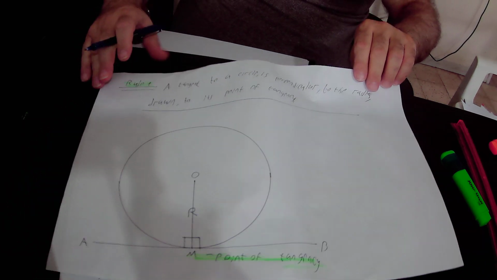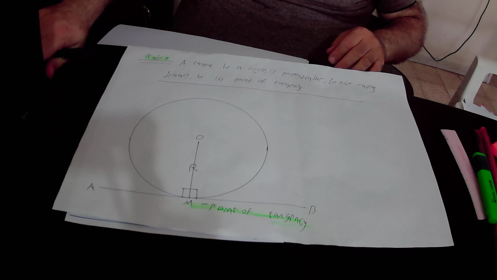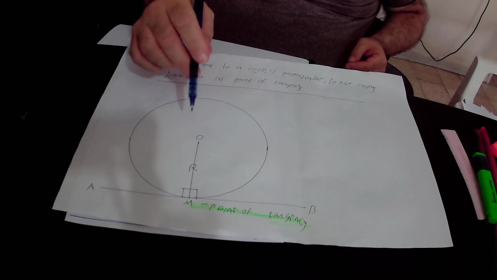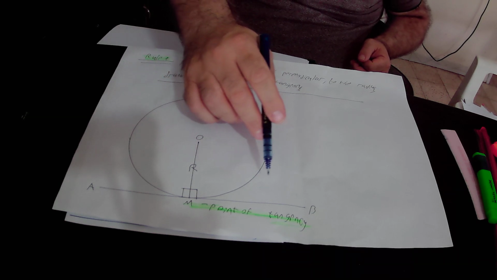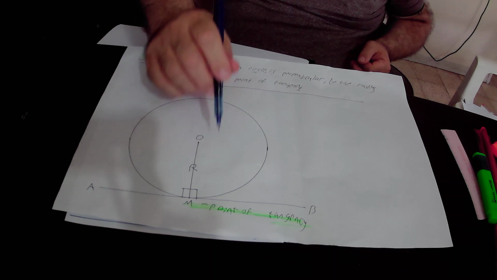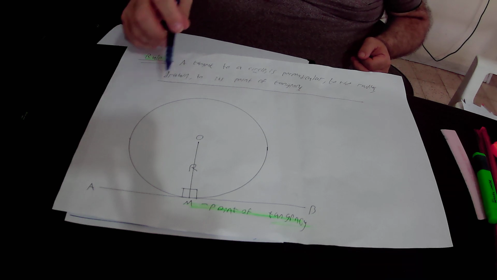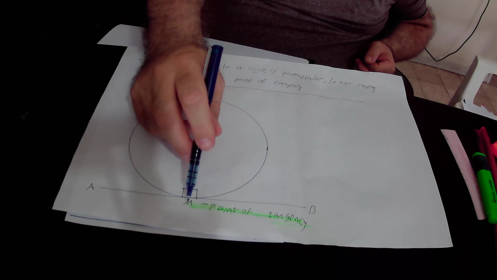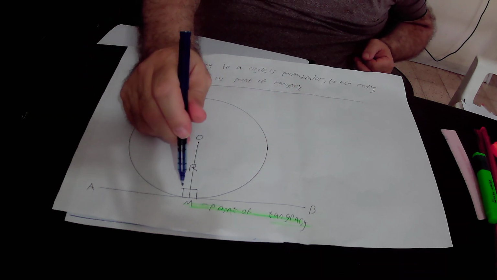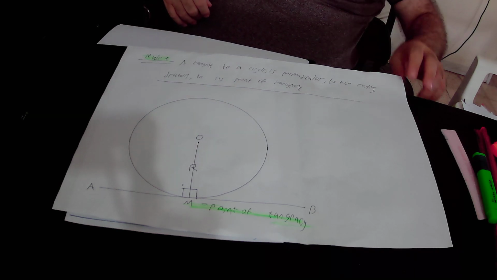So here we have tangent AB that is tangent to this circle at point M. Point M is the point of tangency of tangent AB with this circle. And we have the radius OM that is drawn to the point of tangency. Therefore, according to rule number 1, tangent AB will be perpendicular to the radius MO. So if AB is perpendicular to MO, it means that this angle equals 90 degrees and this angle also equals 90 degrees. Okay?